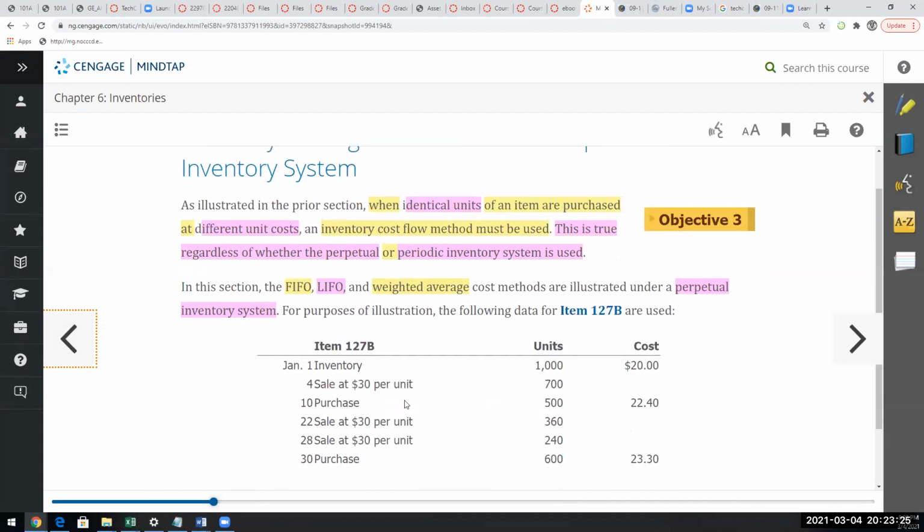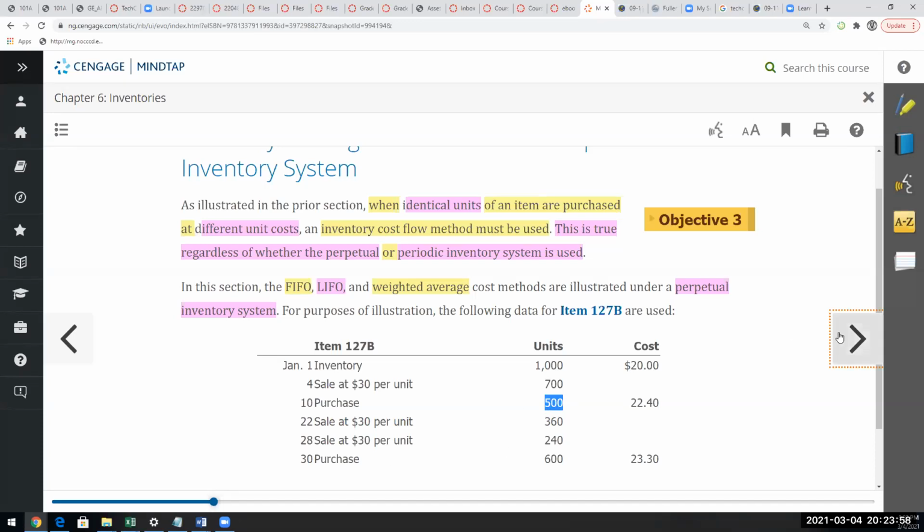So we sold the first time 700, and then we bought 500 more. Now we sold 360 out of that 500, so we had 140 left. The next sale, the third sale, we're going to sell 240. Well, I only have 140 of the most recent stuff left, so I have to dip into my remaining 300 for the extra 100, right? Because I want to sell 240. I only got 140 left because I took 360 away from 500.